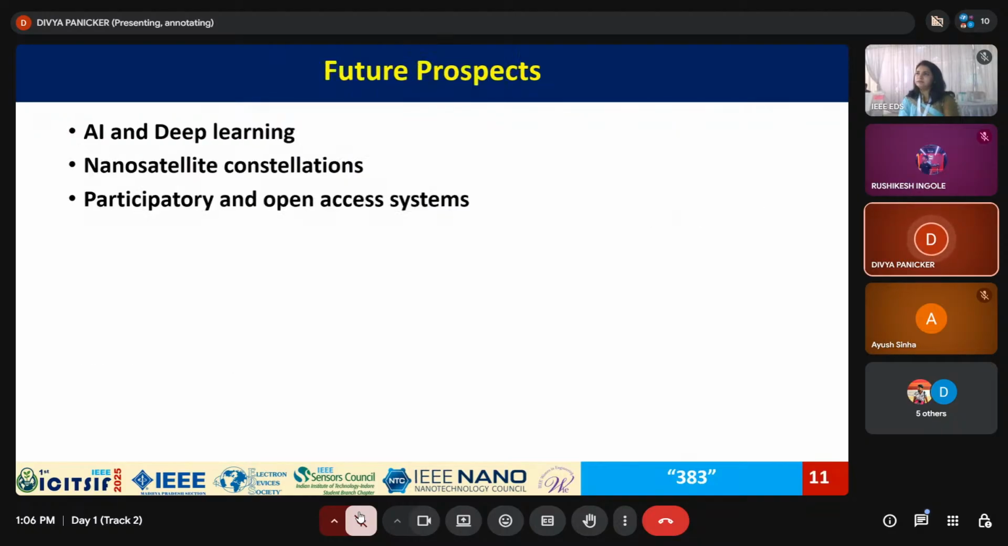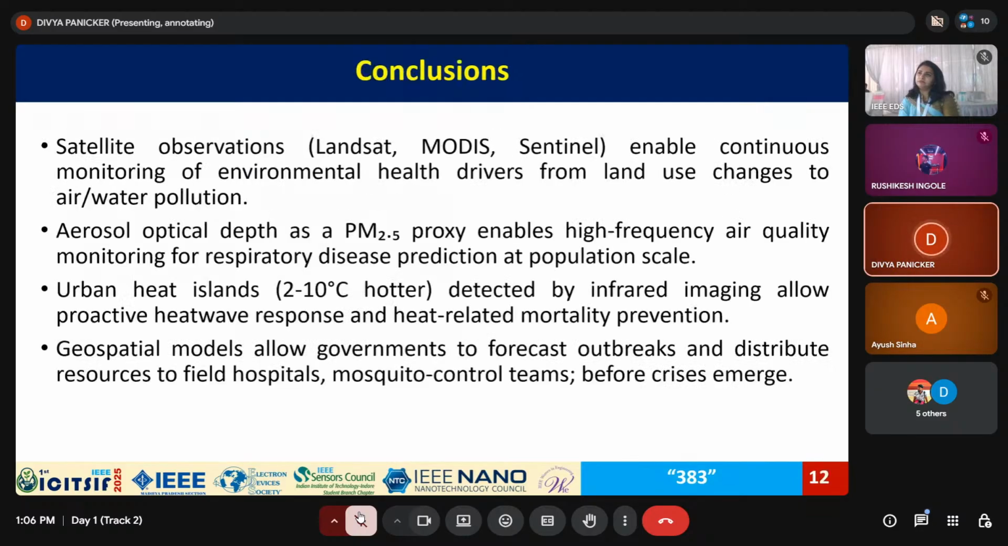The future prospects here include AI and deep learning models, which are increasingly effective at identifying environmental changes weeks before outbreak peaks. Then combining satellite feeds, clinical data, and crowdsourced reporting creates a more robust surveillance system capable of detecting localized events that satellites alone may miss. And future collaboration can be done with different agencies such as space agencies, health ministries, epidemiologists, and data scientists to create a more cohesive approach.